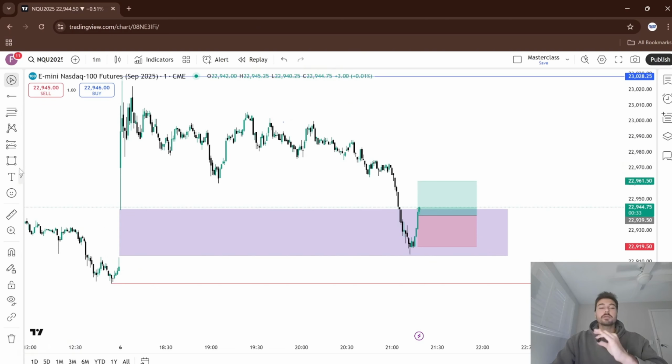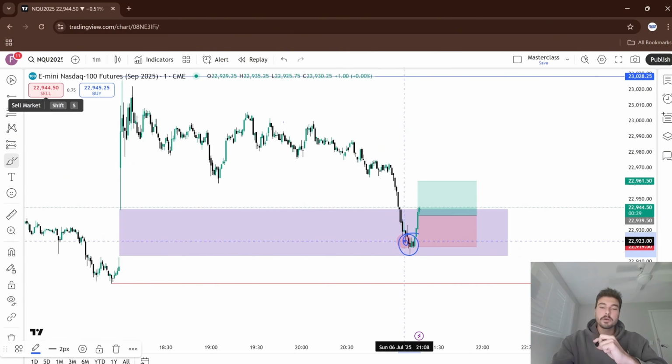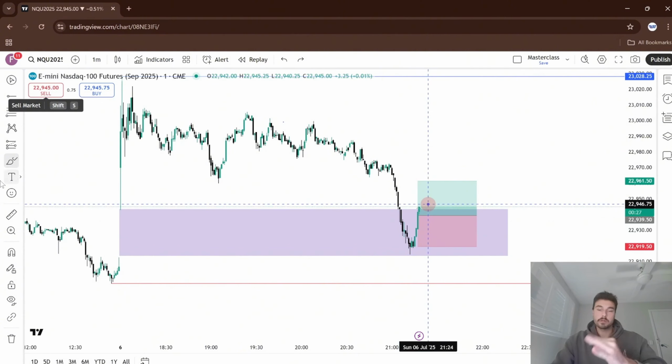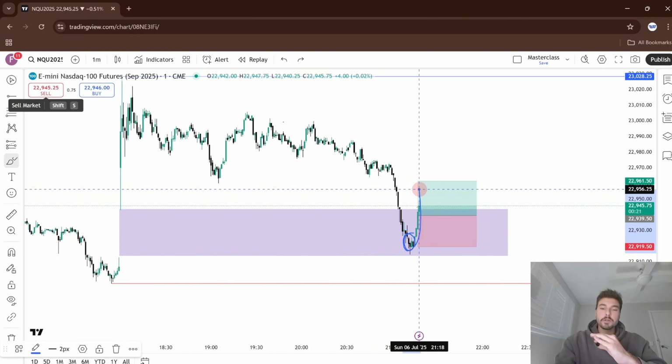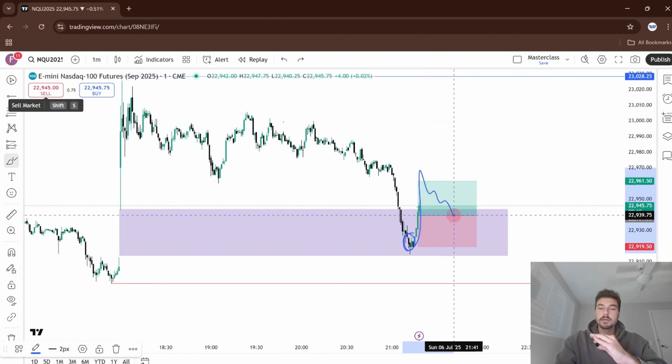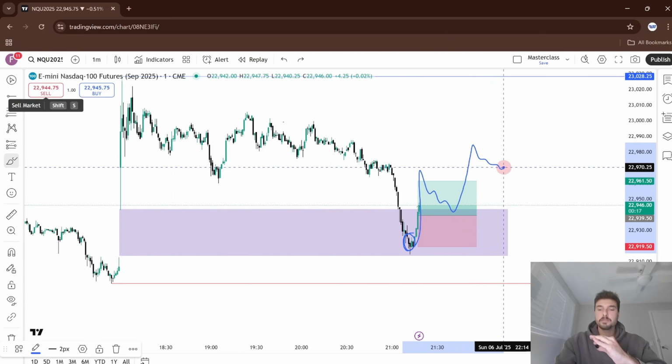Now, if price were to do this, I'm going to draw a few things out. This is the initial reversal. I prefer to take that initial reversal. However, a lot of the times you may not be on the charts or you want to wait for more confirmation. So you see this initial reversal and then price may do this. And then price may do this.